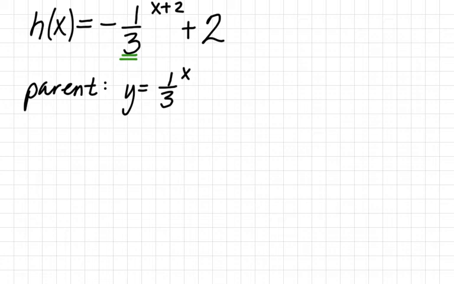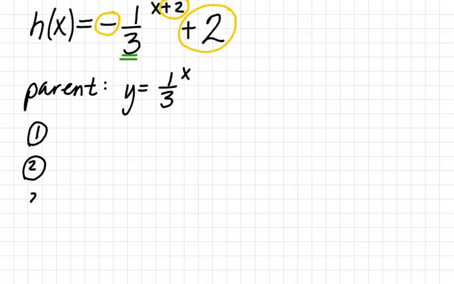Another way of thinking of this would be to think of the negative out in front as changing our graph. The plus 2 up in the exponent with the x is going to change our graph. And then the plus 2 that's added on will also change our graph. So essentially we have 3 transformations taking place. And I always recommend that you shift last. So start with the negative that's out in front.